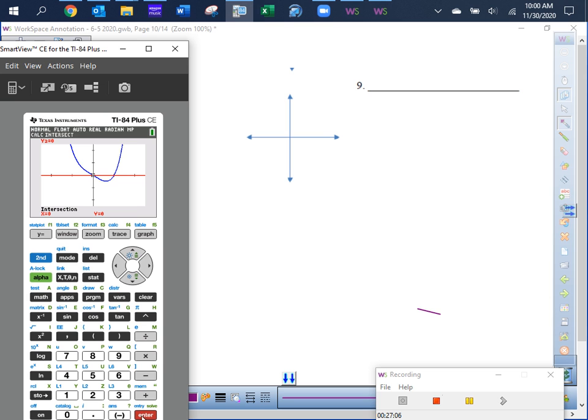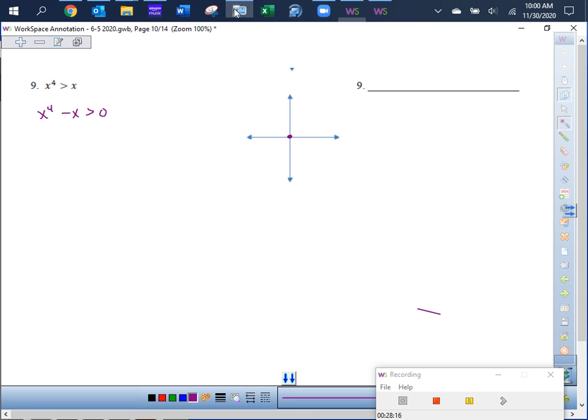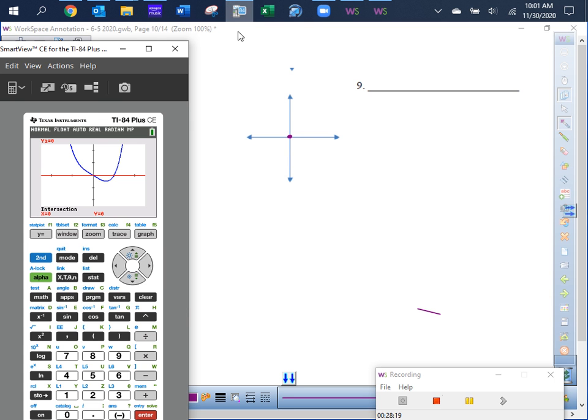Come on, do it. There's the intersection at 0, 0. So 0 is a 0. And then go find that other one, please. Find the other one with the intersection tool. Looks like it's at 1. Just be sure by doing the intersection.